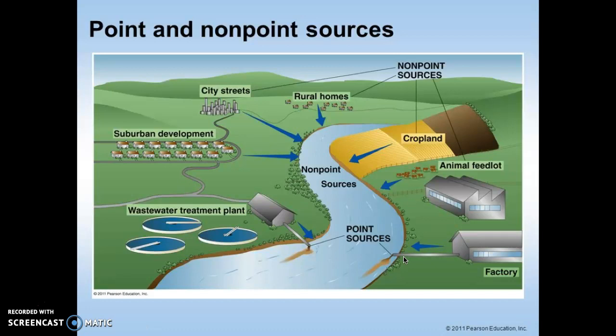The non-point source is less clear to identify the responsible party, if you will. So we might see runoff from the suburbs, from the city, from rural homes, from croplands, and animals as well into the water. And then we can't see exactly where it's coming from. Like there's no specific location where we could pin it on a map to say that it's coming from, in which case it's non-point source.